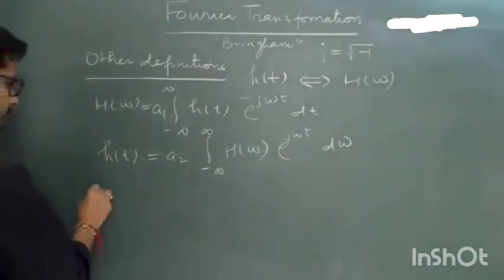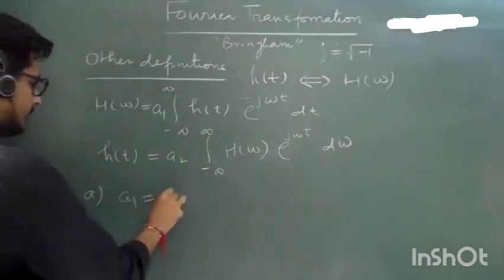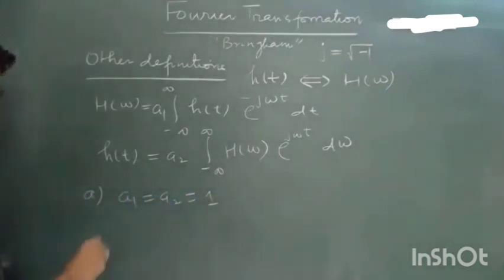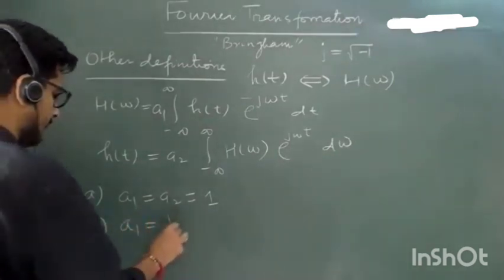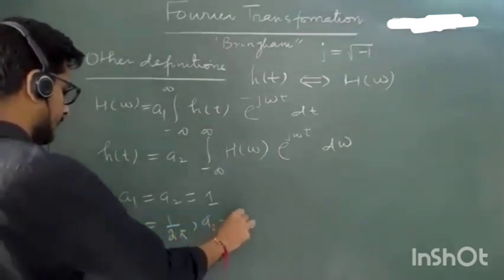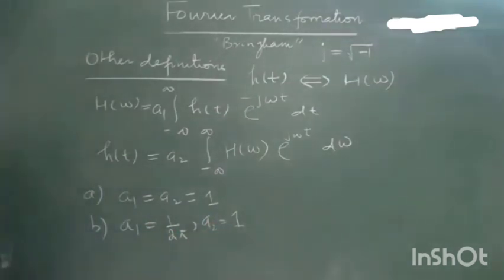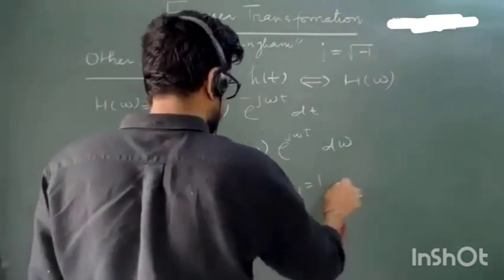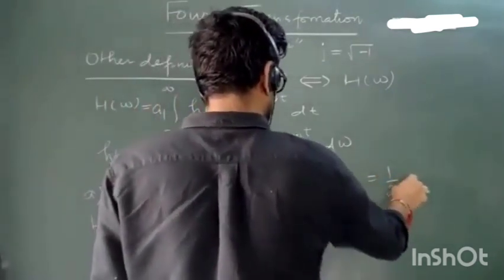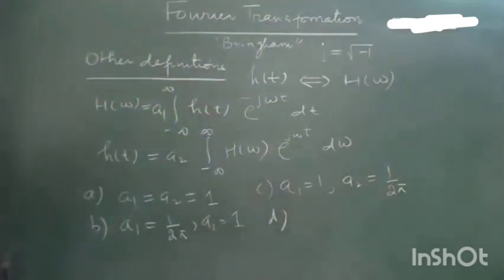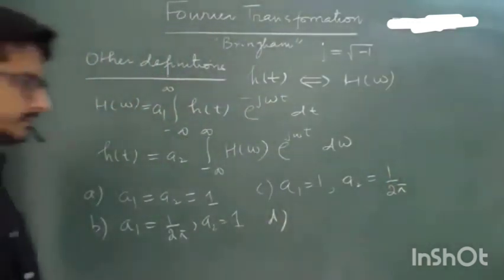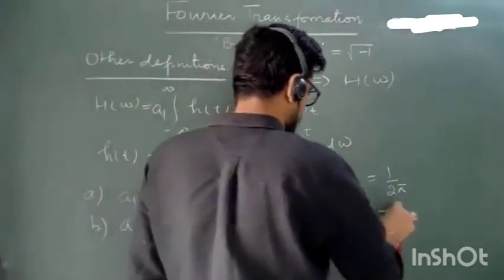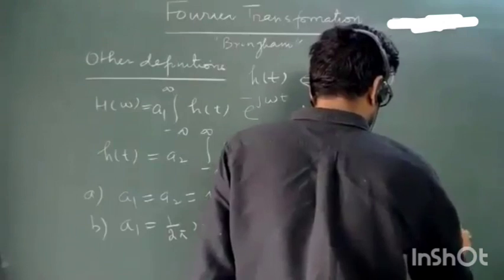Now, the possible values of a1 and a2 may be 1. The values that people take for a1 and a2 depend on their own conventions. So a1 may be 1 by 2 pi and a2 may be 1. This may be another definition. In another definition, a1 may be 1 and a2 may be 1 by 2 pi. And in some books you will see the definition in which both a1 and a2 are 1 by under root 2 pi.